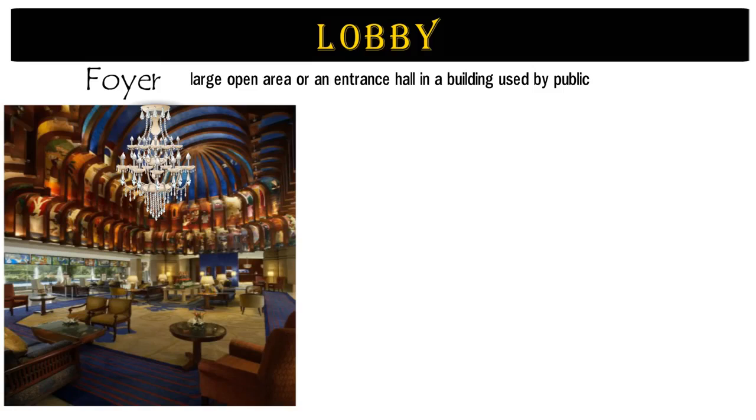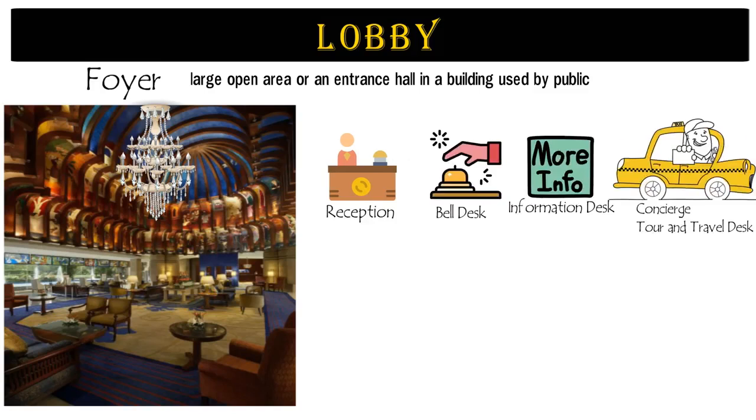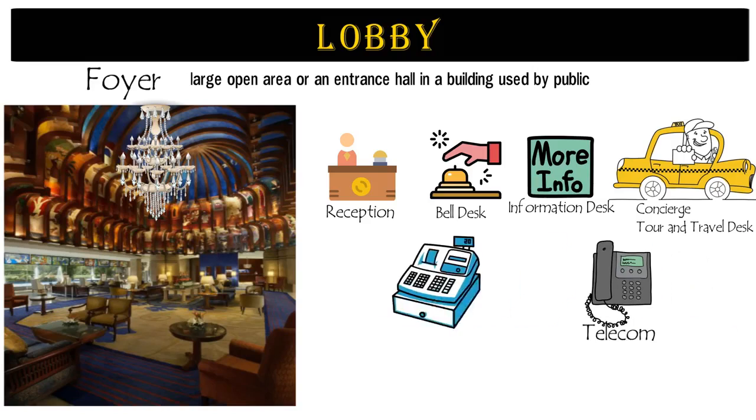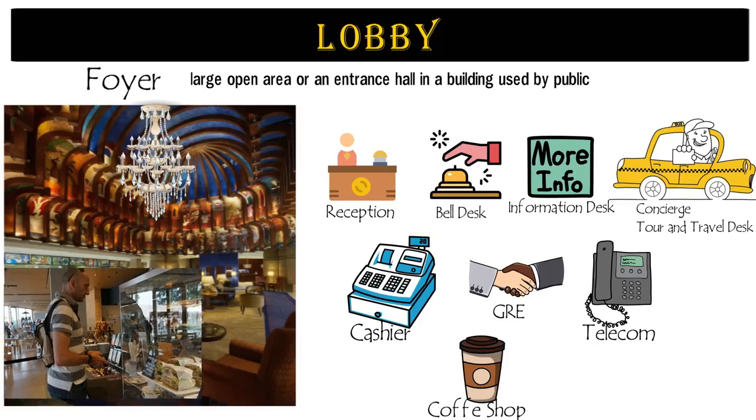Most of the front office sections with all necessary things are provided space in the lobby area, like reception desk, bell desk, information desk, concierge, tour and travel desk, telecommunications desk, cashier and billing desk, guest relation desk. Most 5-star and luxury hotels also have a coffee shop, bakery and confectionery items displayed at the side of the lobby area, a retail shop, etc. You may also find a cloak room in the lobby area. For a detailed video on cloak room, check the description and the I button above.